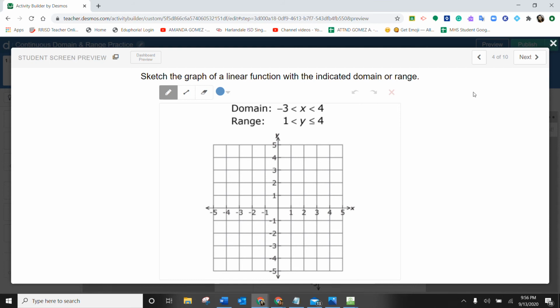Oh, actually, I think that was a little typo. I'll make sure that I write that in correctly. All right, so that will be for you guys. All right, give that one a shot.